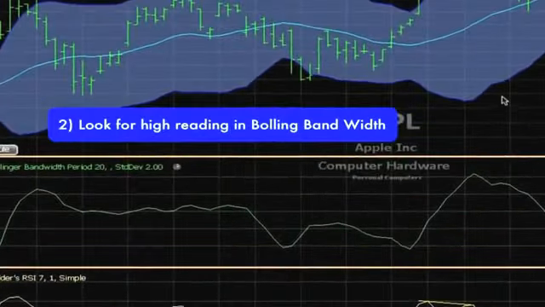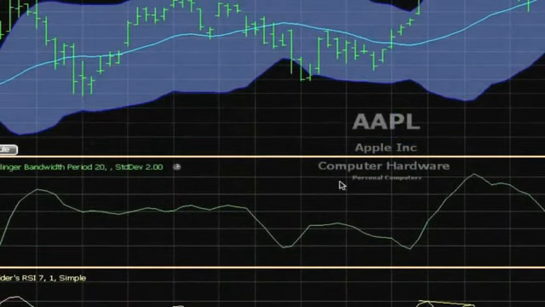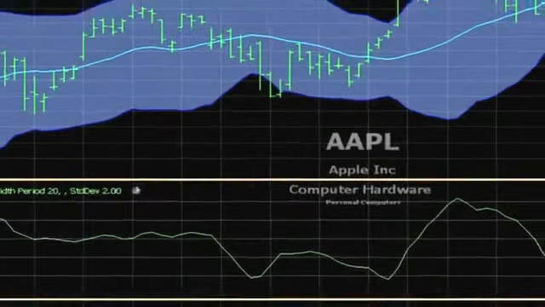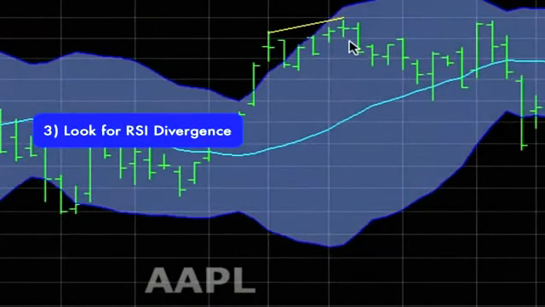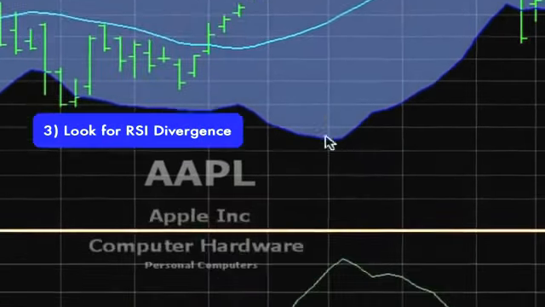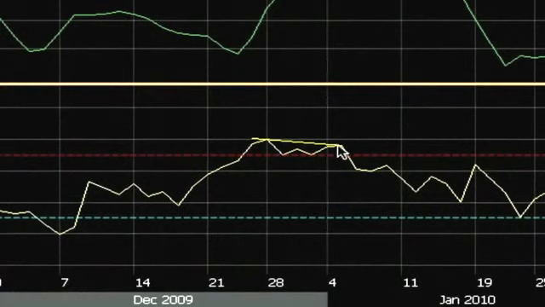Second, you look for a high reading in the bandwidth, and it has to be higher than the previous extreme high reading in the bandwidth. Third, you look for RSI divergence. Price makes a higher high, RSI makes a lower high. And it's especially good if this divergence happens above the overbought line.